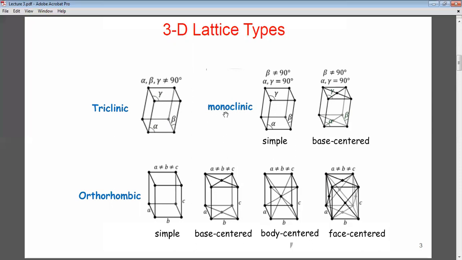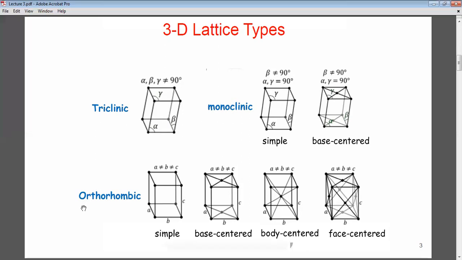A monoclinic is a variant of a triclinic, where still all the sides are different in size, but 2 of the angles equal 90. So 2 of the axes are perpendicular to each other, but 1 axis is not. That's a monoclinic. There is a simple monoclinic, and there is a base-centered monoclinic where, in addition, we add 2 more lattice points, 1 at each of the 2 bases.